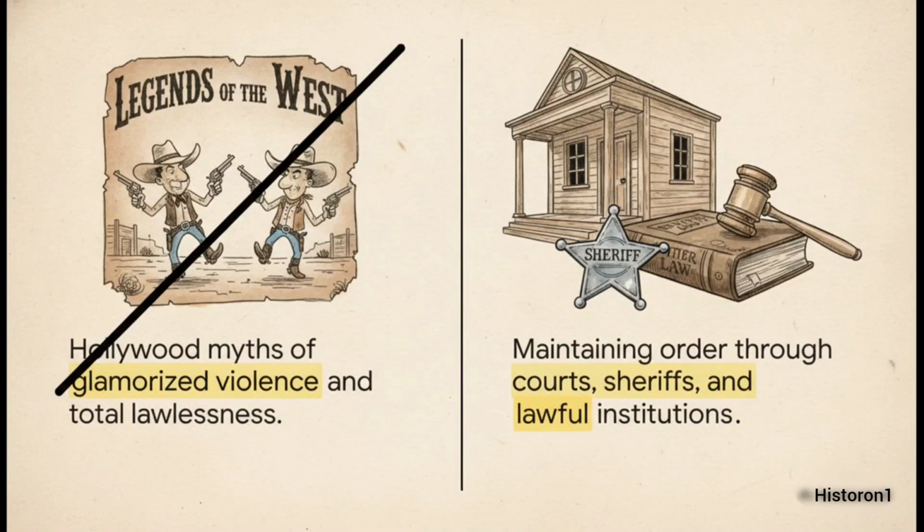Real frontier justice was about maintaining order. It was about establishing courts, electing sheriffs and marshals, building jails, and creating lawful institutions to handle disputes. They were focused on building functional, orderly communities, firmly debunking those popular, romanticized tales of constant violence.